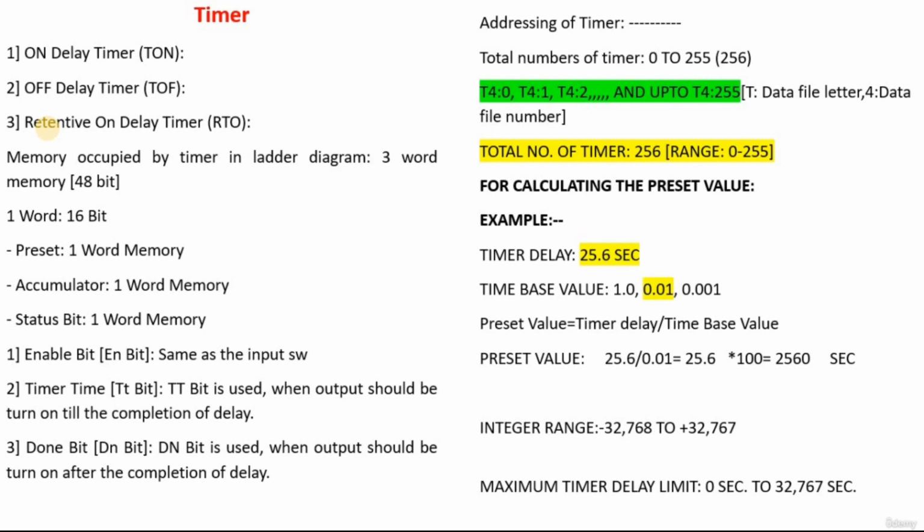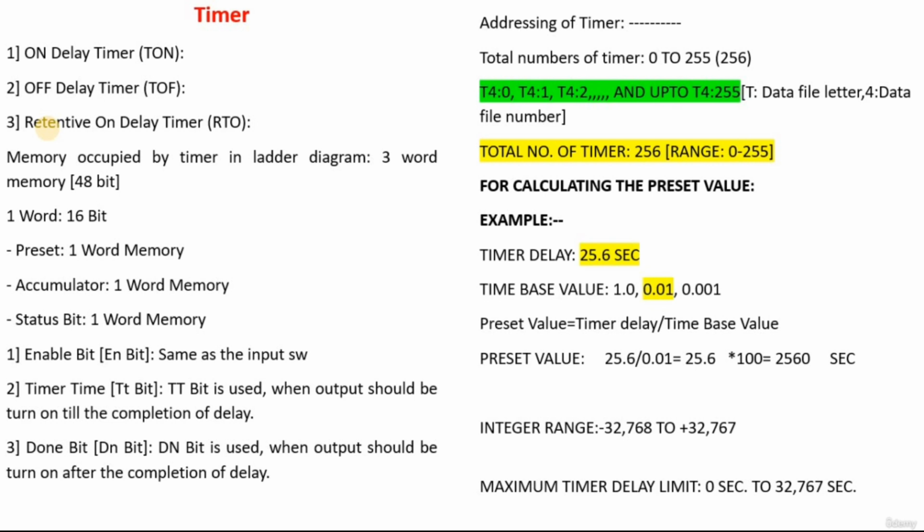Now coming to the memory part: if you are using the timer in your program, how much memory will it consume and require? Basically, a single timer requires 3-word memory. 3 words means what? 48 bits, because 1 word is 16 bits. So when you think about the timer, you should definitely be aware of the memory which is occupied by the timer as well.